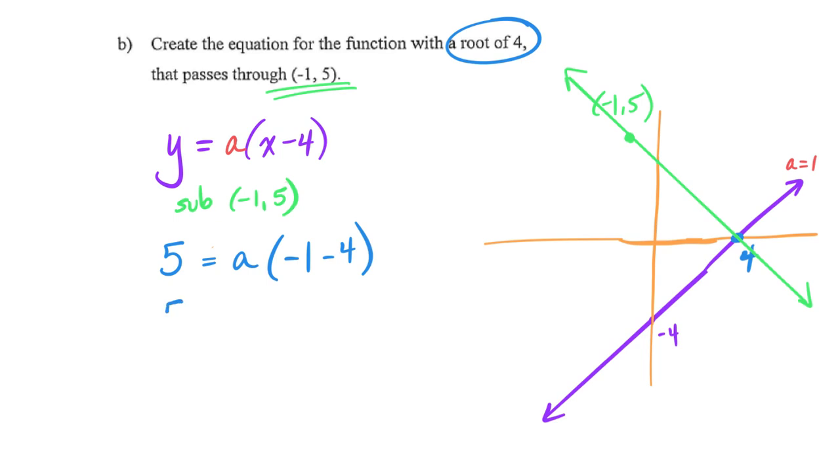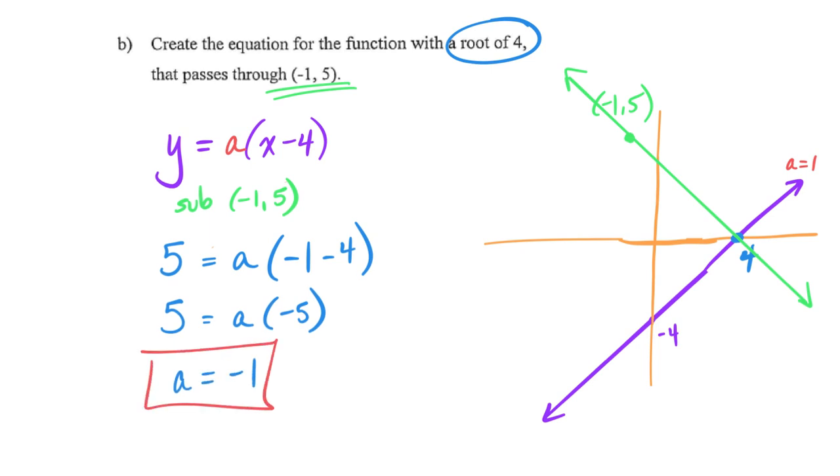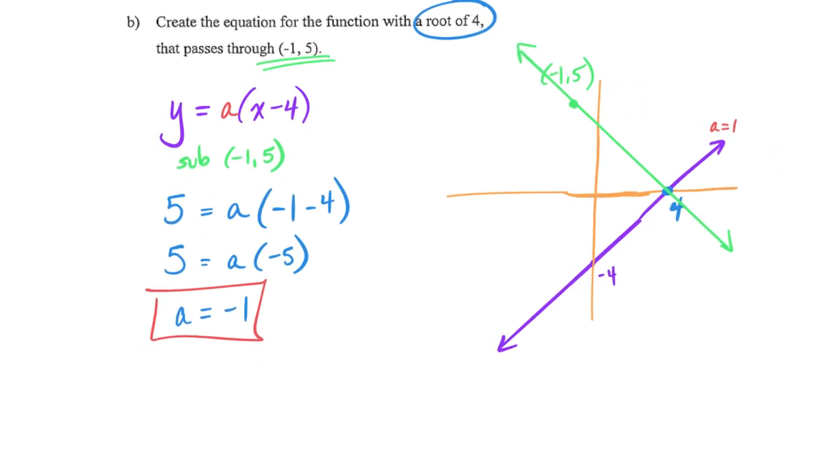And if I were to follow BEDMAS, I get an equation with one variable in it. Look, it's just a. I could divide out my -5, and I just solved for the specific a value I would need to make that shape go through that point. So all I have to do then is sub it back in.